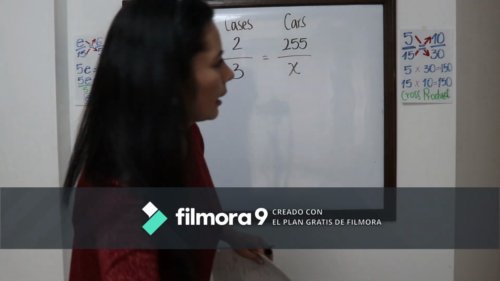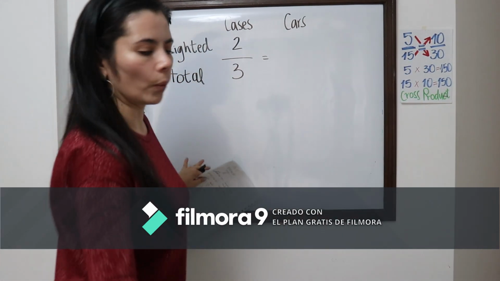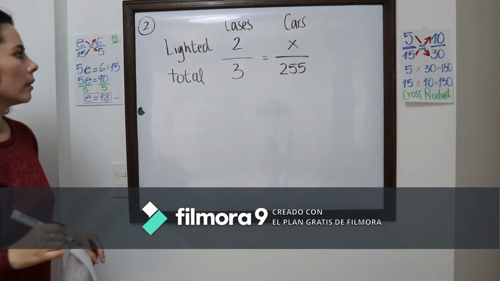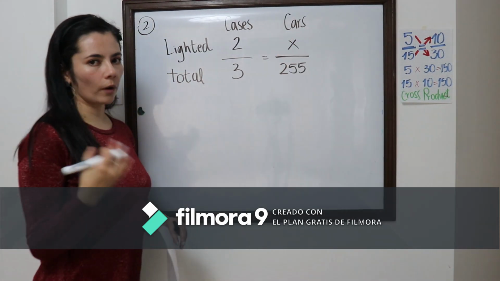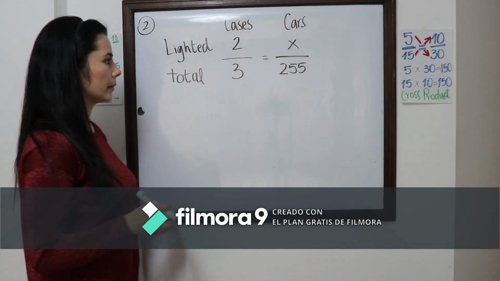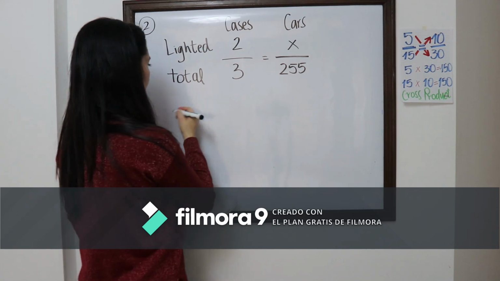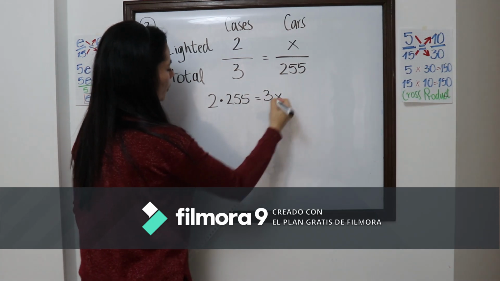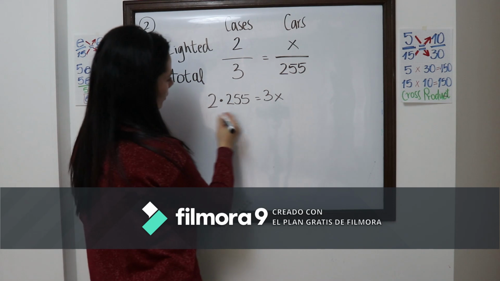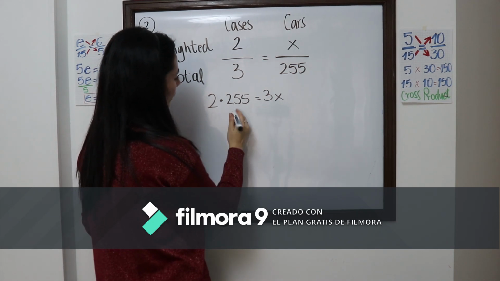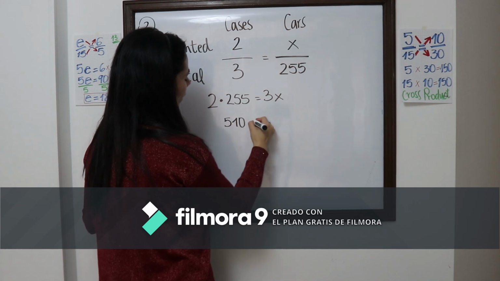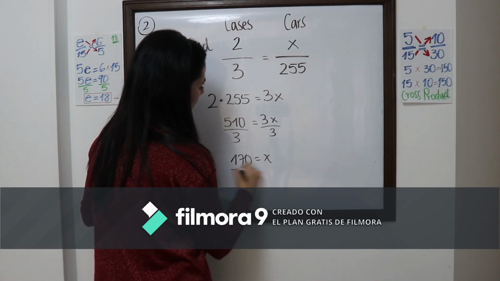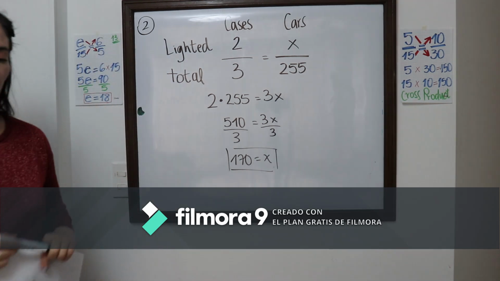I'm sorry, my bad guys, my bad. We actually need to work, because 255 is actually down here, right? And that's gonna be x. So we actually need to find the amount of cars that are in the lighted cases, right? And so we're just gonna go ahead and work with the cross product. So 2 times 255 is equal to 3 times x. And of course, we know this is gonna be 510, and that is 3x, and so we divide by 3 in both, and so we know this is 170. So this is going to be our answer. All right, that is it.